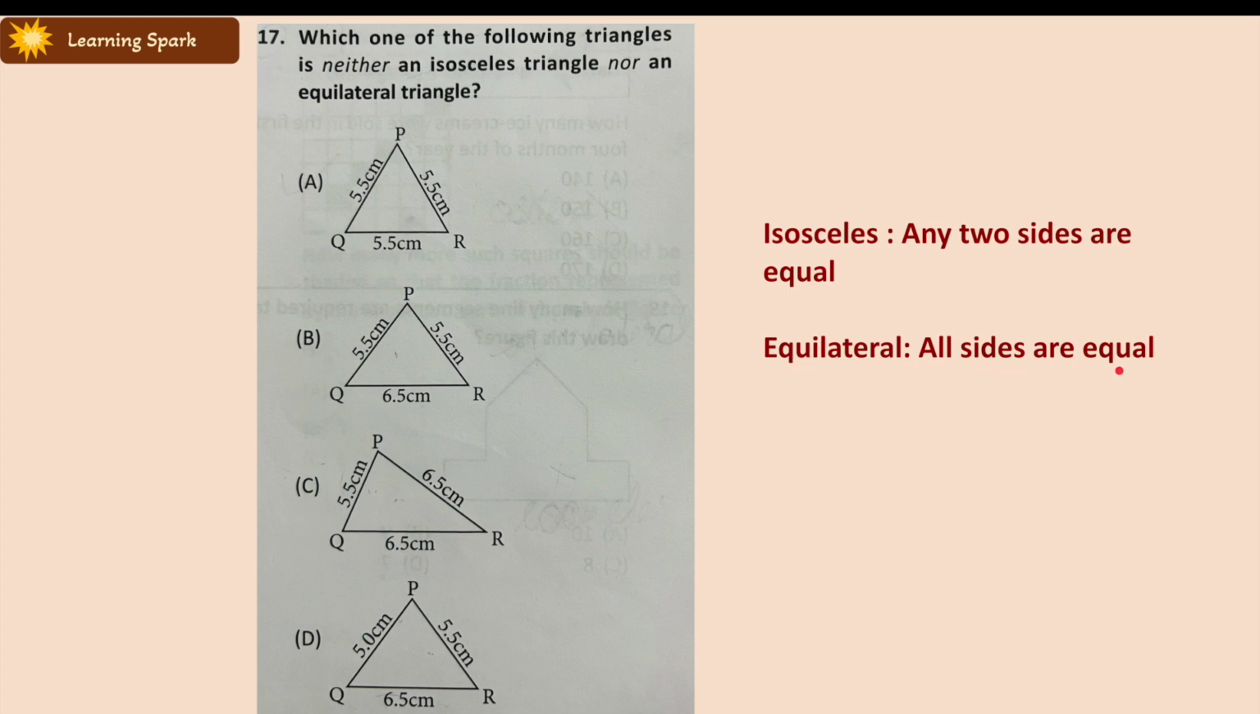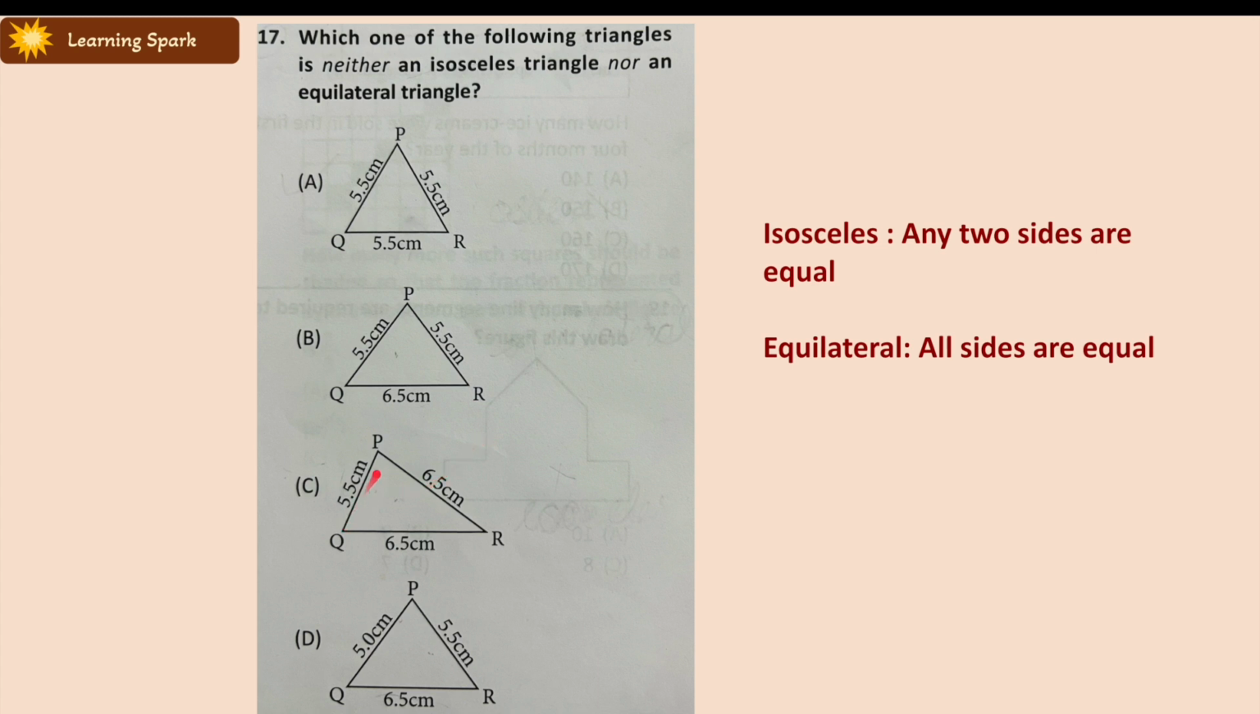Okay. So we have to find out a triangle where there are no two sides which are equal, because if two sides are equal, it becomes an isosceles triangle, and all sides equal is also not acceptable. Okay. So for A, all sides are equal. This is an equilateral triangle. So this is not the answer. Second one, this one, isosceles triangle. These two are equal, right? Both are 5.5 centimeter. Okay. So both are equal. It's an isosceles triangle, not an answer.